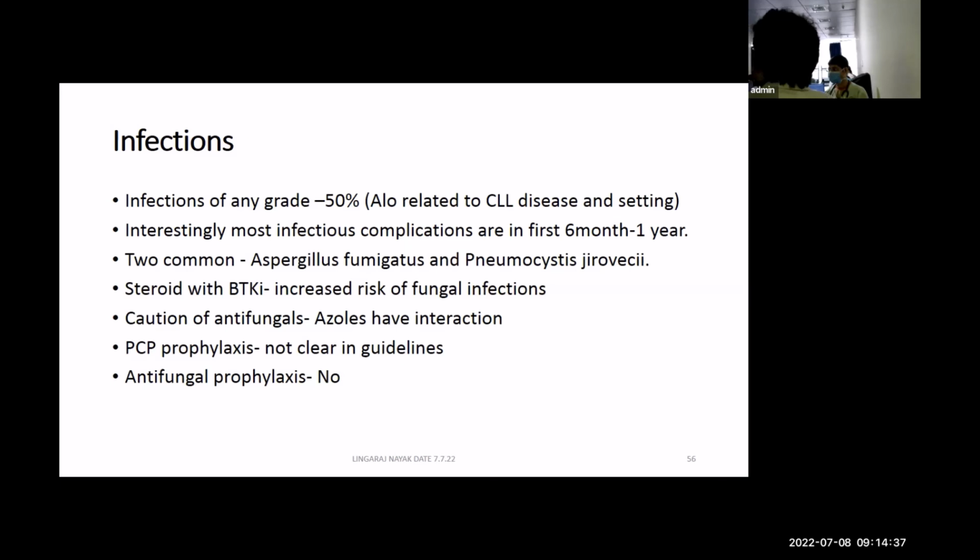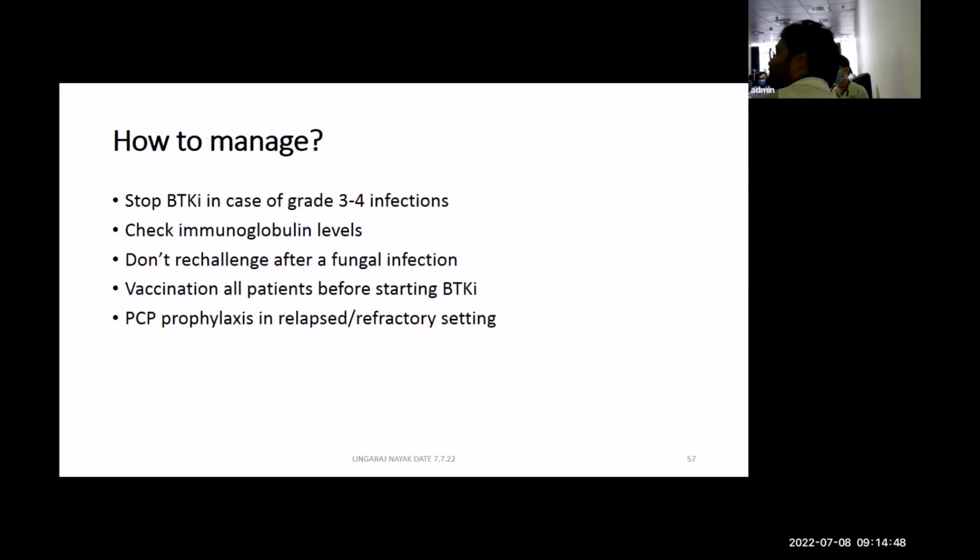Their T cells and immunoglobulins are now in a normal state, so now they can tolerate any kind of infection. Whether you need any kind of prophylaxis: PCP prophylaxis is not usually required. Antifungal prophylaxis is definitely not needed.